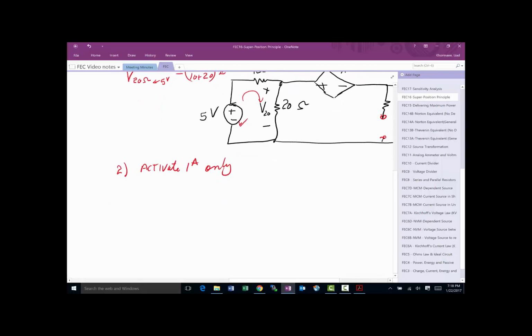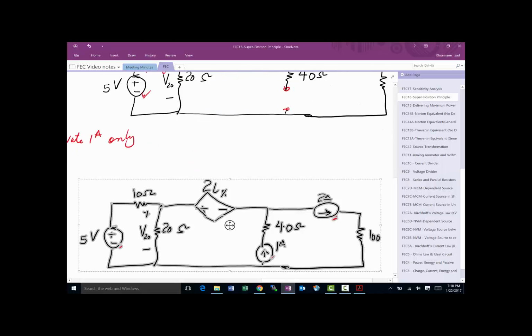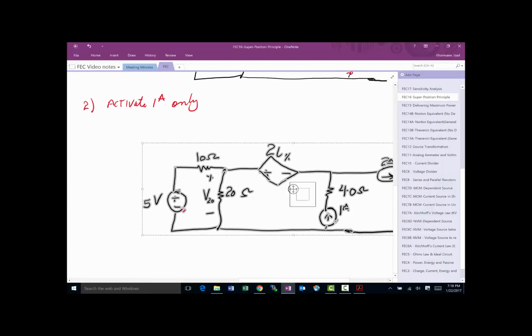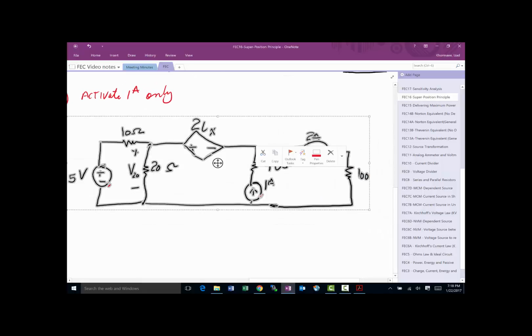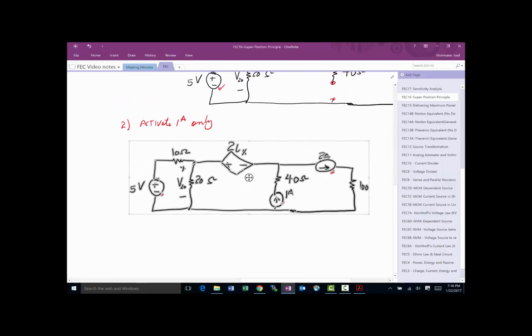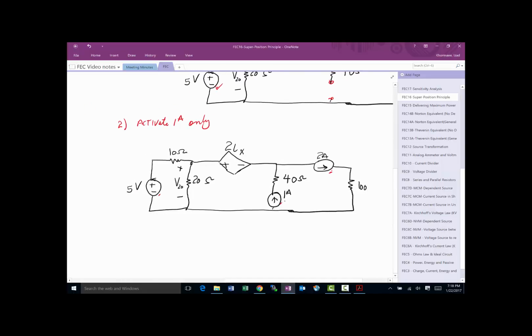Okay, so let's see if the circuit's still in my, yep, it is. So here is the circuit. And in this case, we're only going to keep this one active, which means everything else is going to go away. In the case of the source, that voltage source, when it goes away, we replace it with a short. This current source goes away, and we leave it with an open. And as you recall, this is what we call IX, which is equal to zero because that is open. Therefore, this is equal to zero.